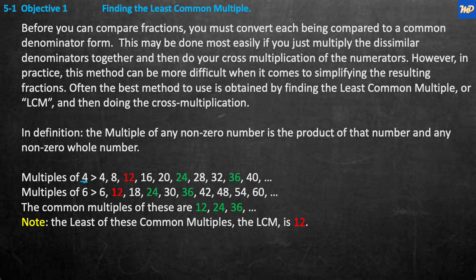As you see here, the common multiples are the multiples that I've colored in red and green. These are the common multiples. In this case, the common ones are 12, 24, 36, and so on. But note that the least common multiple is 12. None below that are common. There are multiples, but they're not common. The least common one is 12, and then 24, and then 36. Okay?